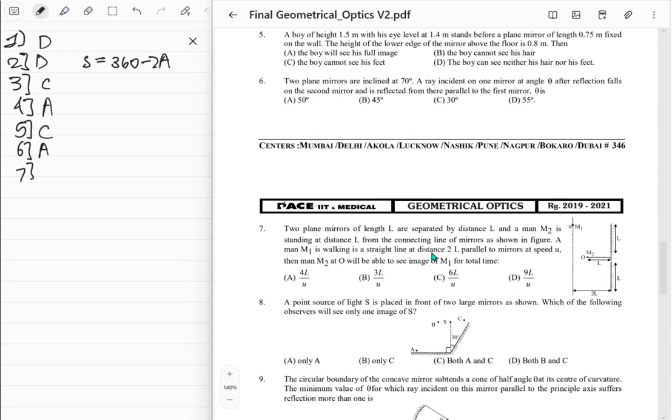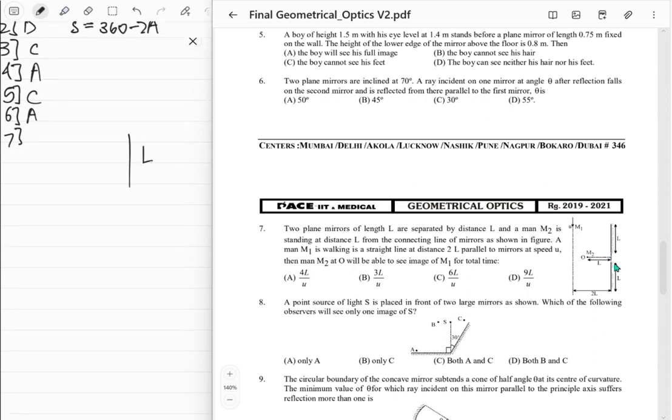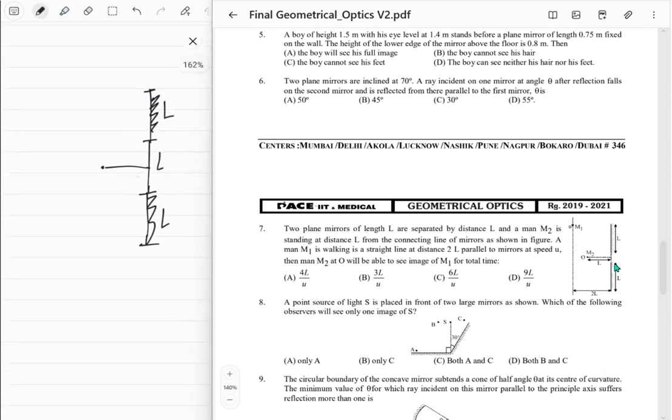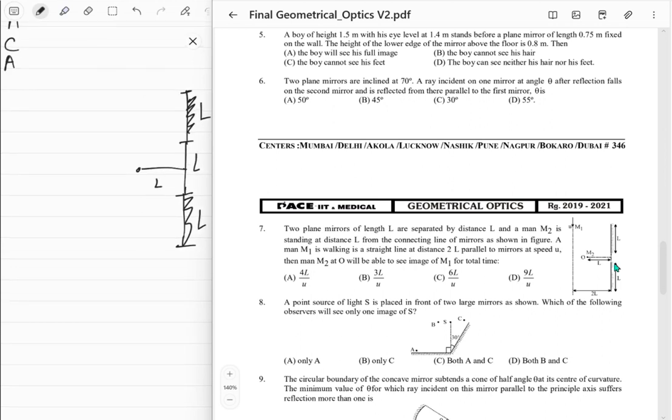So you are saying these two plane mirrors are separated by length L, right? So this distance between them must be L, even though you didn't actually give that. That's our first plane mirror, this is the other plane mirror, and this is not a mirror. Then you got L over here. This first observer is at L distance over here, and this guy is at 2L away, moving with velocity U.